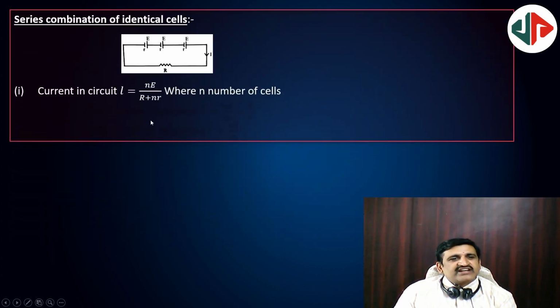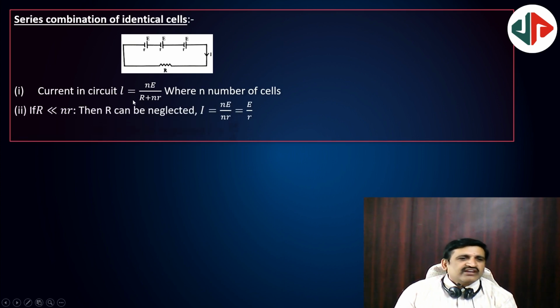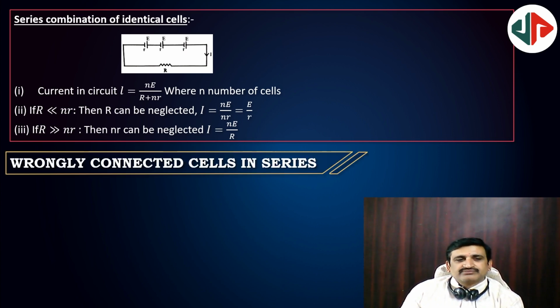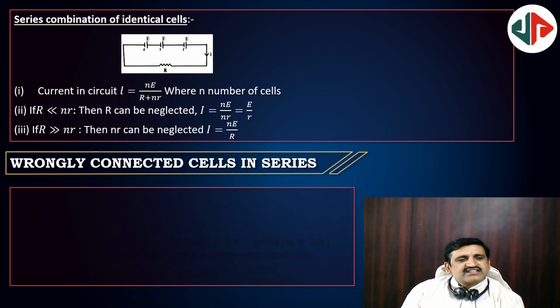Series combination of identical cells will give you effective EMF equal to NE, and the current in the circuit is NE by R plus NR. If R is very small, then NE by NR, that is equal to E by r is the current. If R is very large, then I equals NE by R. So if you want more current, then you have to use the second condition, right? For long life you have to use the first condition. R small will give you long life, R very large will give you more current. Wrongly connected cells in series.